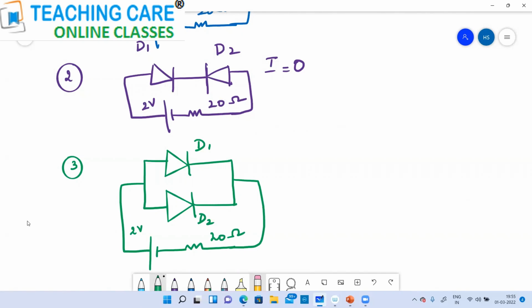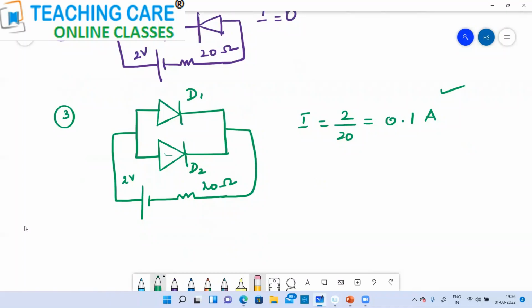Current through D1 and D2 respectively will be same. No, it offers zero resistance. What is the current through this? Both will be same. It offers zero resistance. It's not offering any resistance to the circuit. So same thing. I equal to 2 by 20, 0.1. If the current is flowing, it is offering no resistance at all.